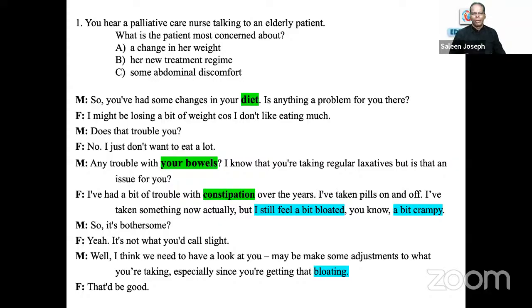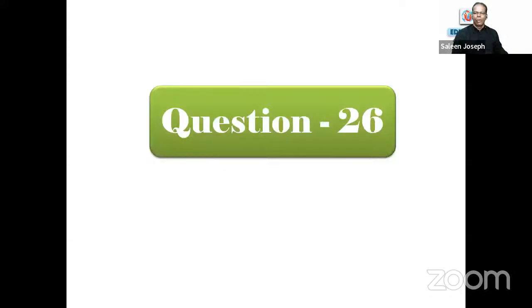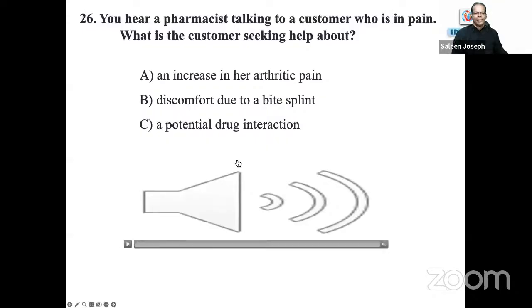Okay, a couple of them. Now I have done only one, the rest of the five you have to do. We'll just go and work it out, but I'll not be doing all the steps. That will take a lot of time. Question 26. So what are the hedging words?